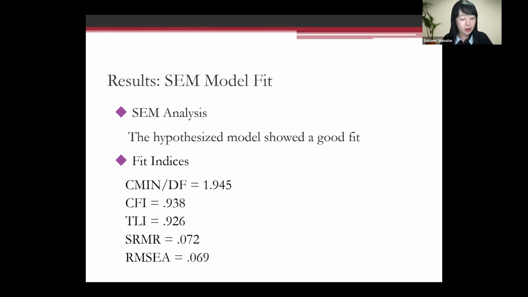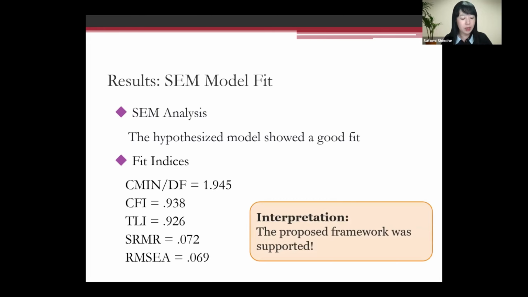Now let us move on to the results. The SEM analysis showed that the hypothesized model fit the data reasonably well. The fit indices were as follows. CFI was 0.938, TLI was 0.926, SRMR was 0.072, and RMSEA was 0.069. So these values indicate an acceptable to good model fit. Therefore, the proposed theoretical framework was supported. This answers the first research question positively.